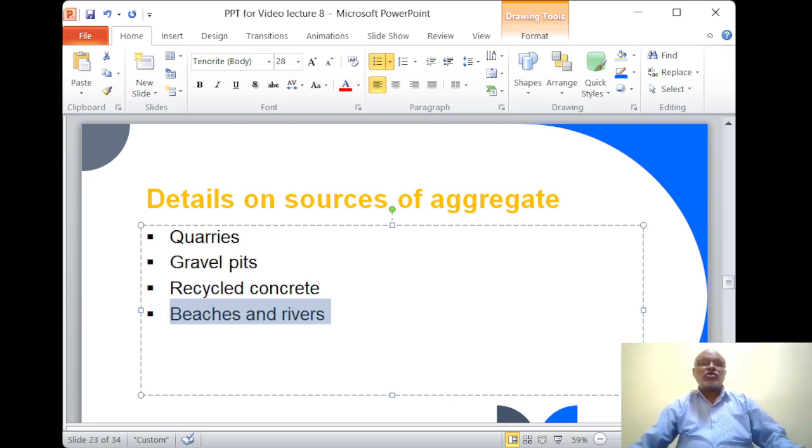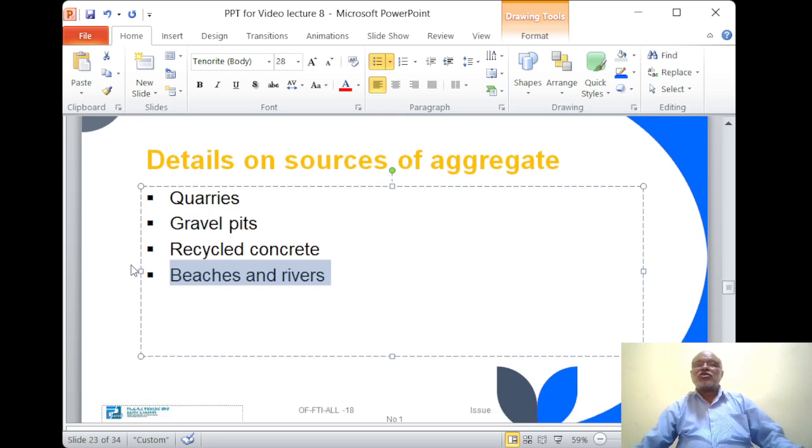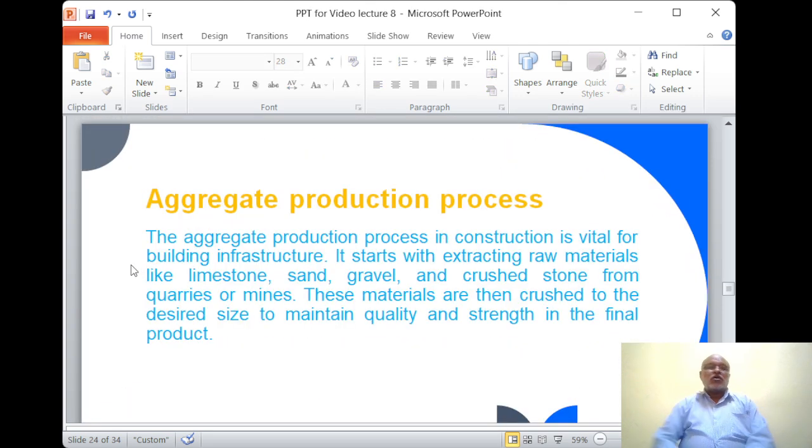Now let's proceed to the aggregate production process. In the world of construction, the aggregate production process is essential for creating the building block of our infrastructure. Let us take a closer look at how this process unfolds.